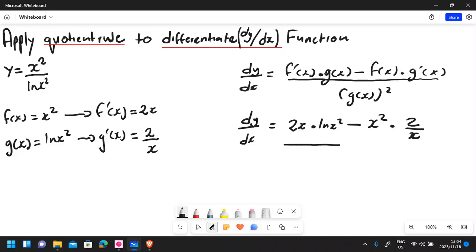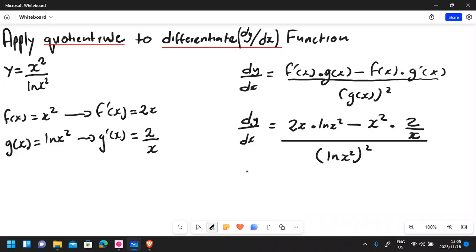All this divided by g of x squared. I mean, what is our g of x? Our g of x is this one here, so it's natural log x squared, then squared. There we go.